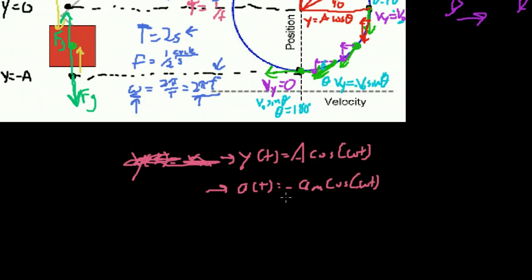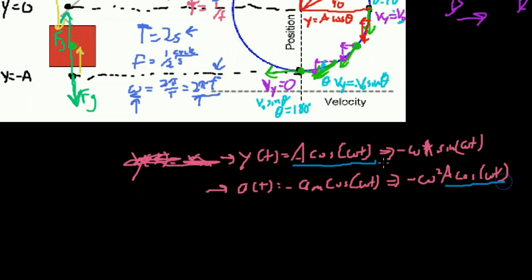So what I should be able to do is realize that if I take the derivative of this once, that would give me my velocity. So I would have the opposite of omega times the amplitude times the sine of omega t. And if I take the derivative of that again, I would actually get the opposite of omega squared, a cosine omega t. And if I look at these two equations here, those are exactly the same terms.